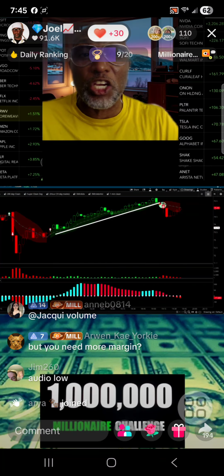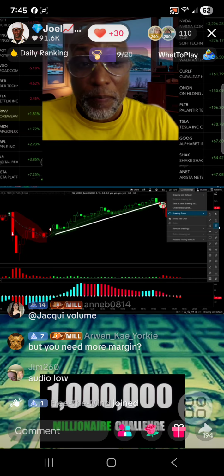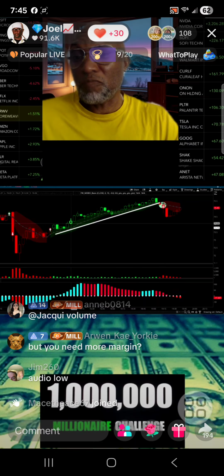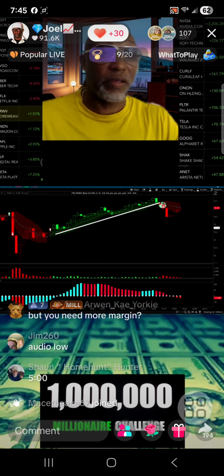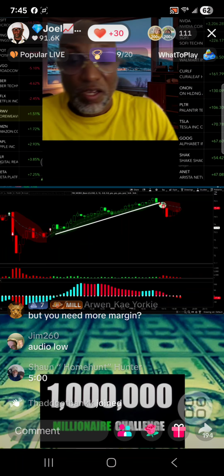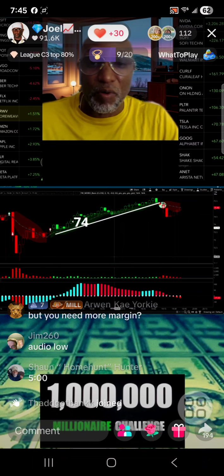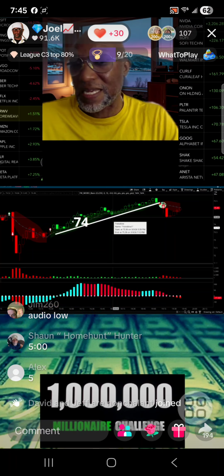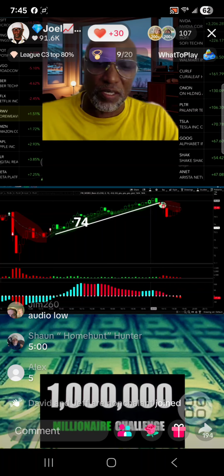The market could have closed at 4, and you could have bought oil to the upside at $74. You could have held that bad boy. Now, it did close at 6 and then reopened.